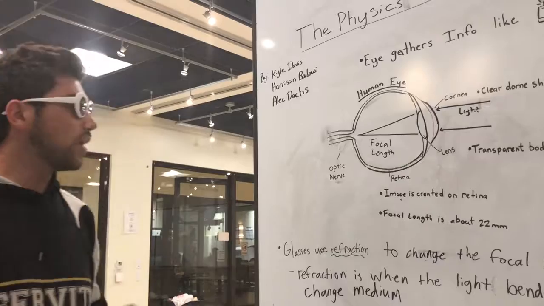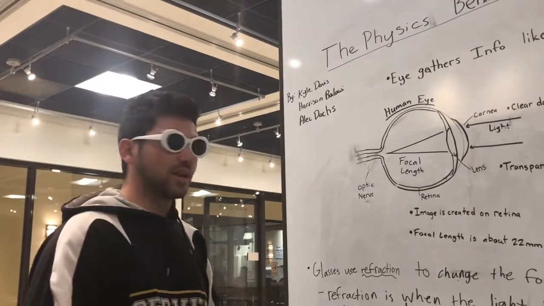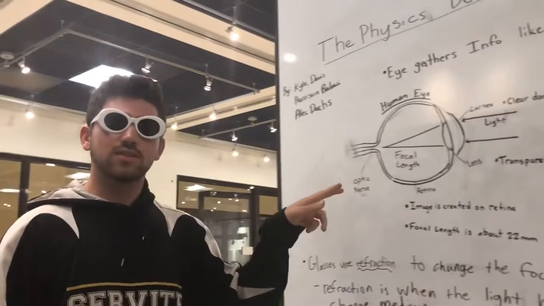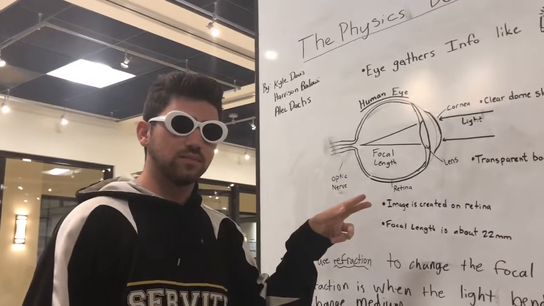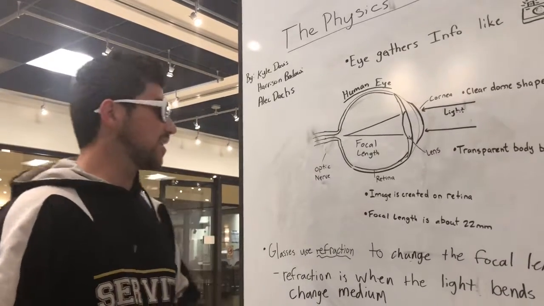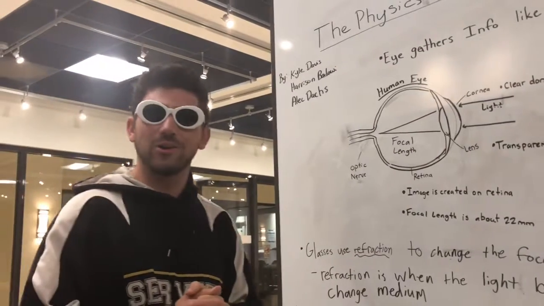And the way glasses get put into context is that they change the focal length based on if you're nearsighted or farsighted, elongating or shortening the distance that you can see, allowing it to be clearer.